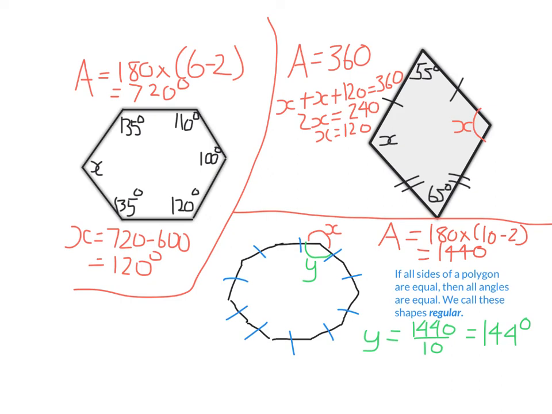So if y is 144 degrees, what would x be? Well, these two angles are at a point. You can see they make a full circle here. So that means that they add up to 360. Angles at a point add to 360. So x will just be 360 minus y, which gives us 216 degrees. How easy is that?